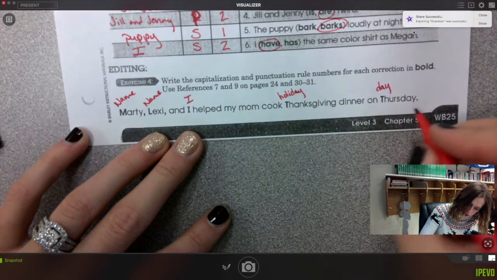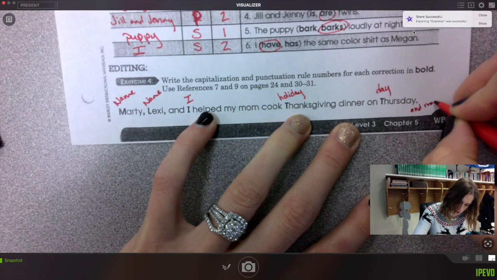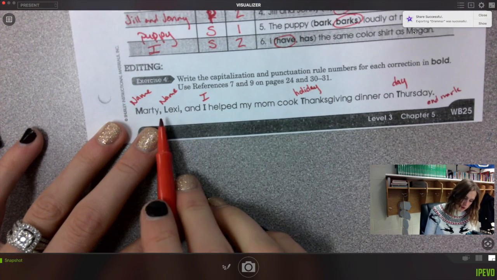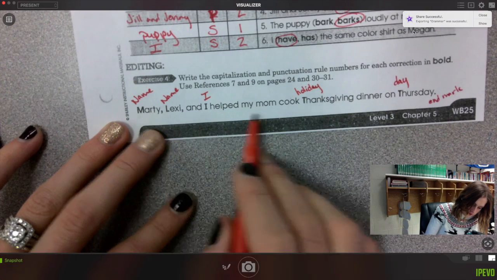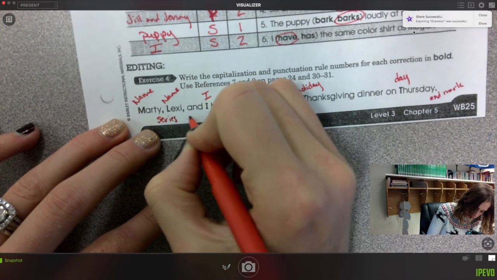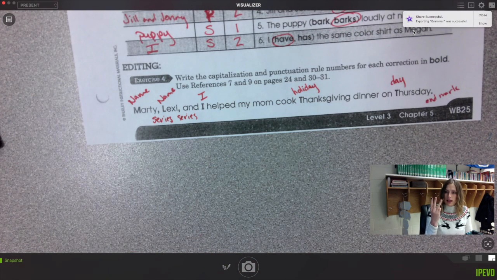We've got a period here because we need an end mark. And then our commas here, Marty, comma, Lexi, comma, and I, right? That's a series. So you can just write series under both of those. We've got 3 things, Marty, Lexi, and I. So that series then gets commas in it. Excellent.